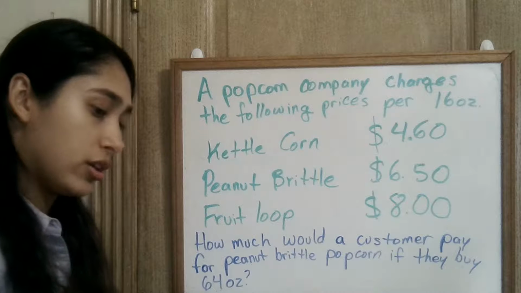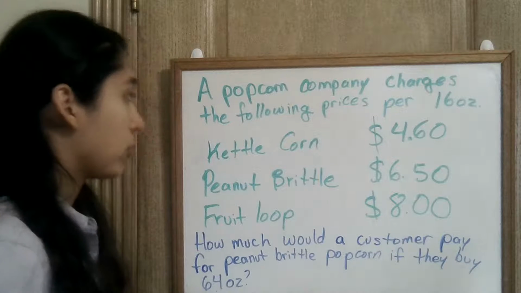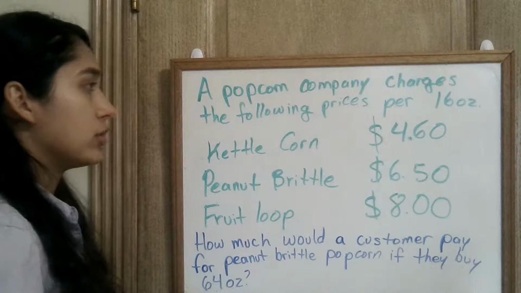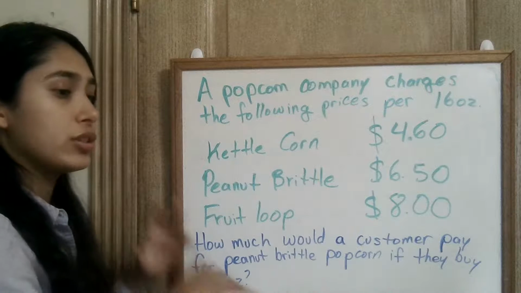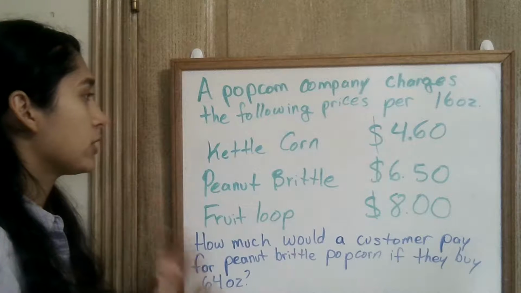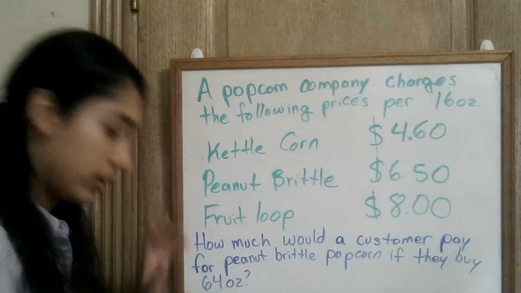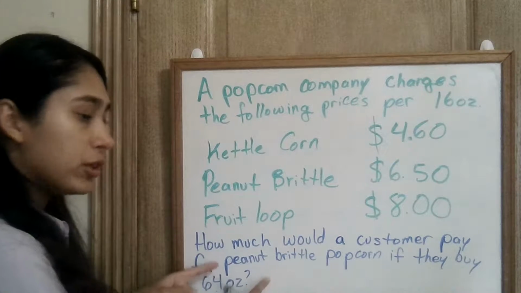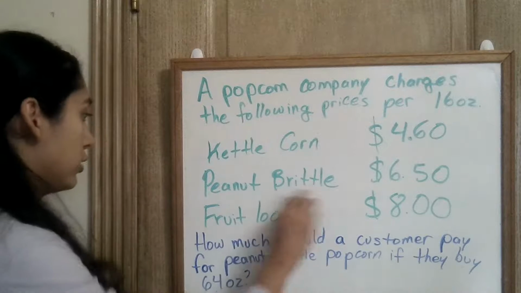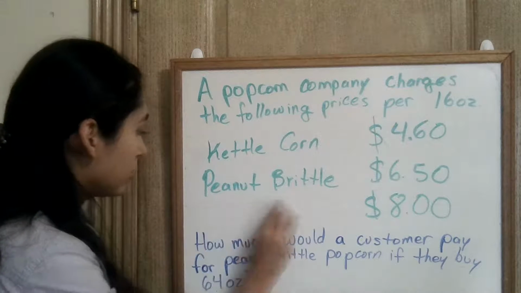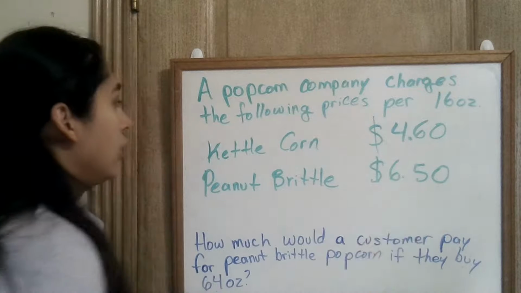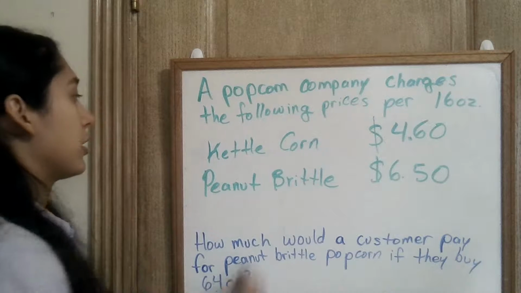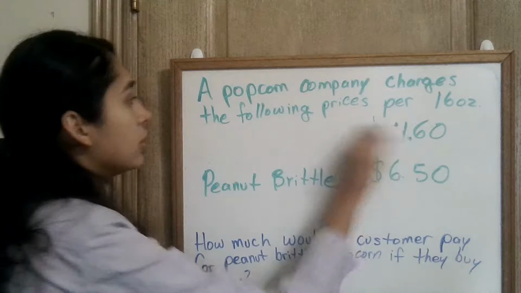The beauty of this question is that we can just start eliminating information. With word problems, there's always a lot of information. You just want to make it easier for yourself by getting rid of what you don't need. It reduces your chance of error. So what are we talking about? We're talking about peanut brittle. We don't care about Fruit Loop. Not talking about kettle corn. See ya.